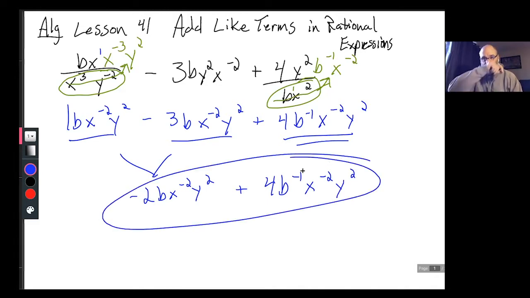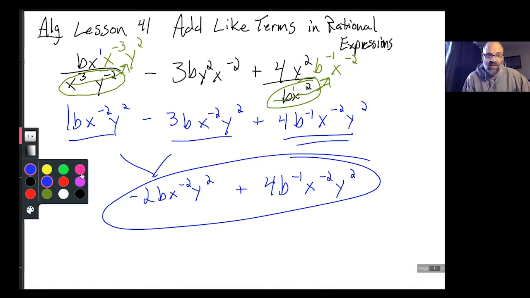Okay, so those are rational expressions. First of all, rational expressions you can turn into normal expressions. You don't have to deal with fractions unless you want to. The other way to do this problem is to just make all the exponents positive. If I did that, this is what it would look like. And I'm going to skip to that right now.